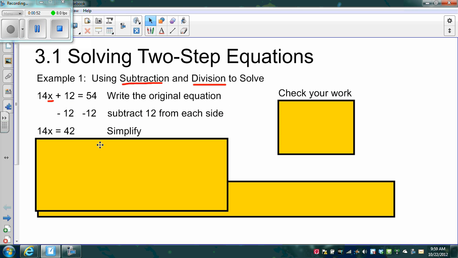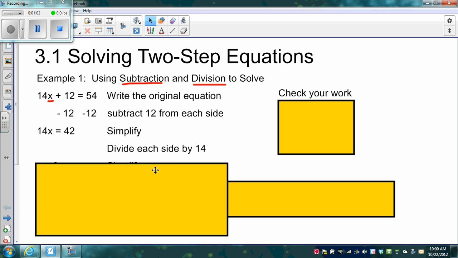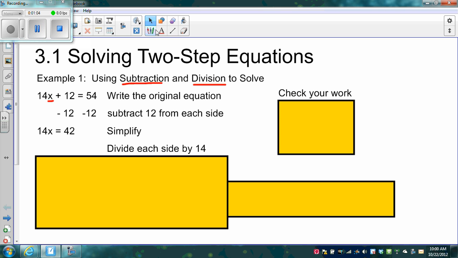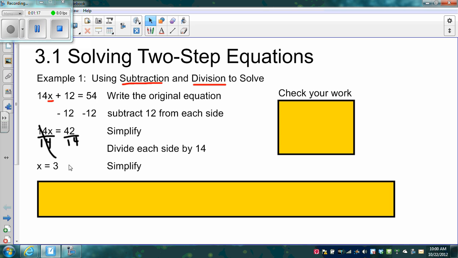which then we can simplify to 14x equals 42. And this is just like the problems you've done from the previous chapter. We divide both sides by 14, which we can write out here. 14 divided by 14 cancels out, giving you 1, which is just the same thing as x. And then we can get x equals 3 because 42 divided by 14 is 3.